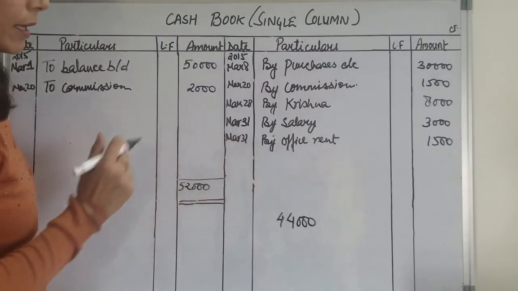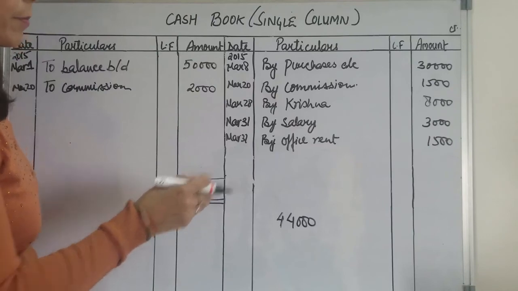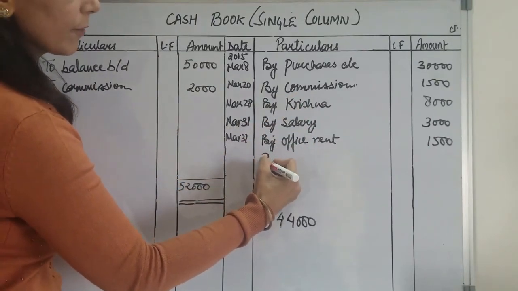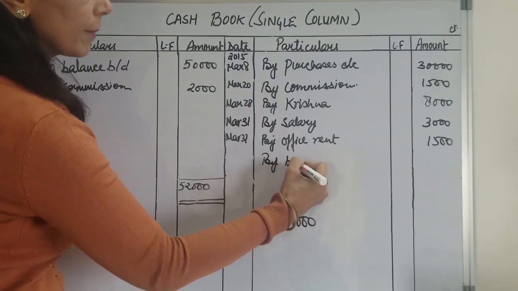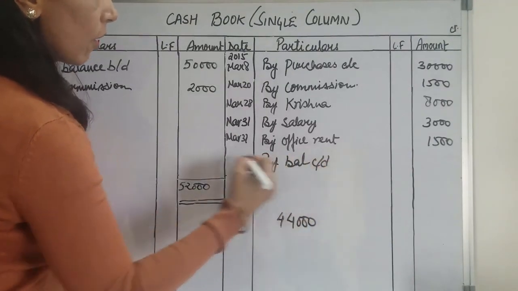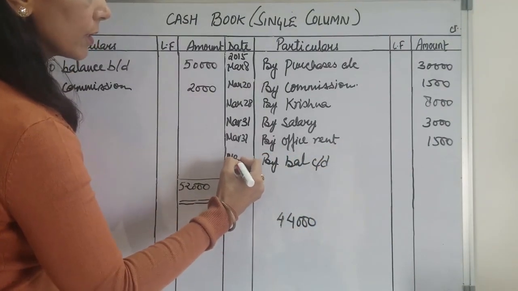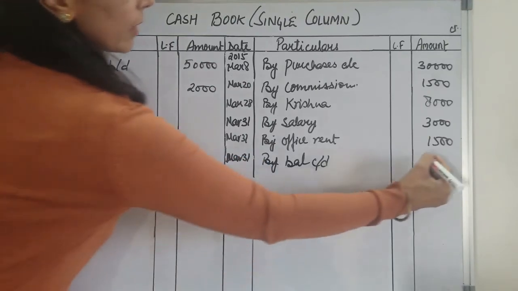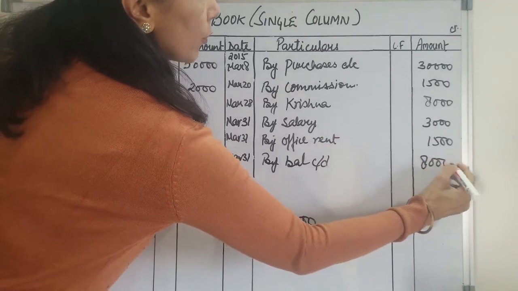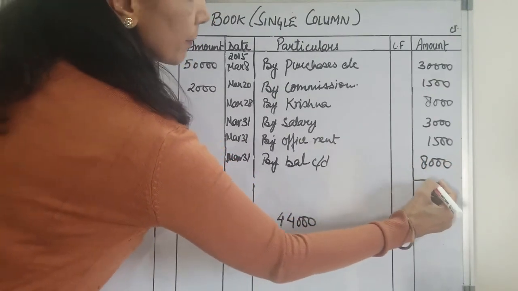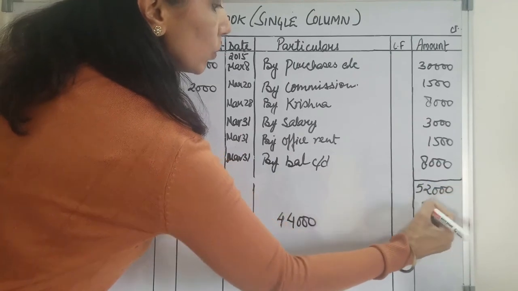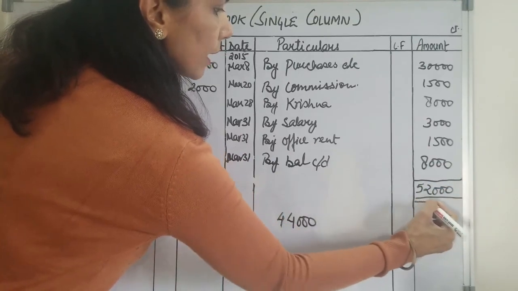Now to balance the cash book, we have to bring some additional amount here on the credit side as balancing figure. So we'll write it like by balance c/d on March 31st. How much is needed? It's rupees 8,000. So we'll add rupees 8,000 here as balancing figure. Now you can see that it's 52,000 on both the sides.